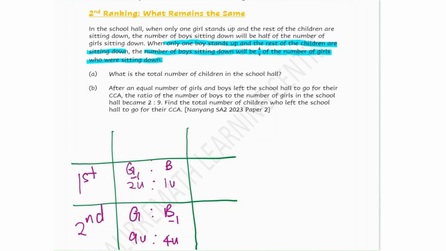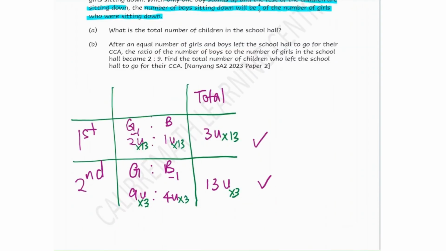In both scenarios, there is one lesser student, so the total in scenario 1 and scenario 2 will remain the same. So we're going to apply "total remains the same" to this question. We find the total in scenario 1, which is 2 units plus 1 unit, and that gives us 3 units. For the second scenario, 9 units plus 4 units gives us 13 units. So we can make the total the same. The new ratios for scenario 1 will be 26 units to 13 units, totals 39 units. And for scenario 2, it is 27 units to 12 units, totals 39 units.